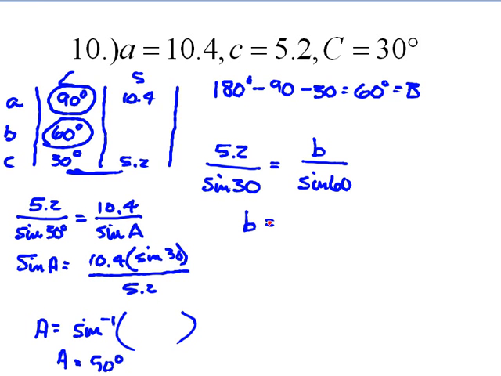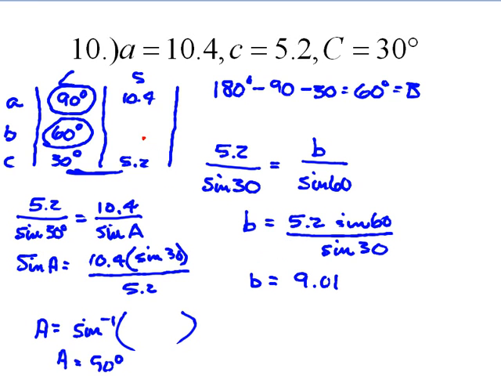So B would equal 5.2 times the sine of 60 over the sine of 30. When you run that through, B should equal 9.01, just about 9. Okay, now we've got all our sides and all our angles.